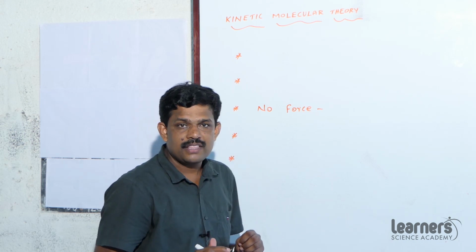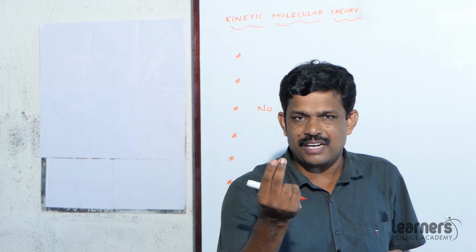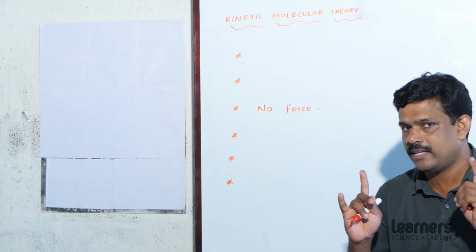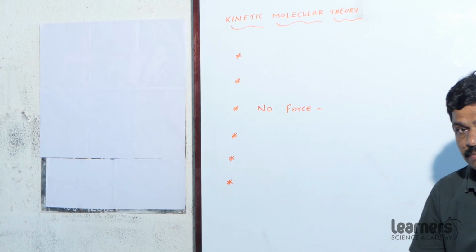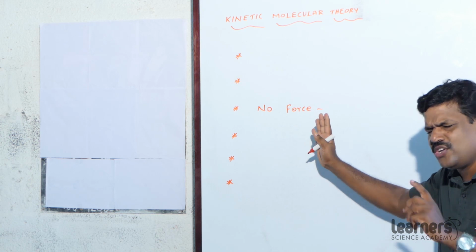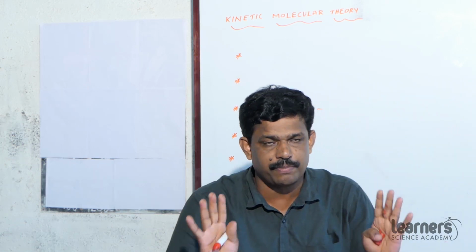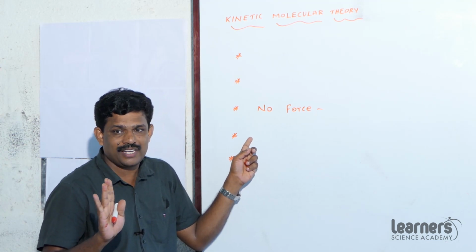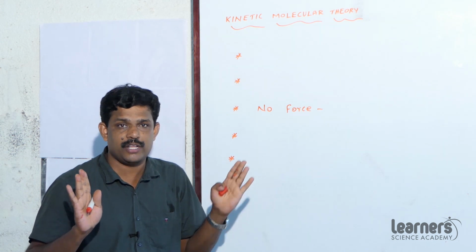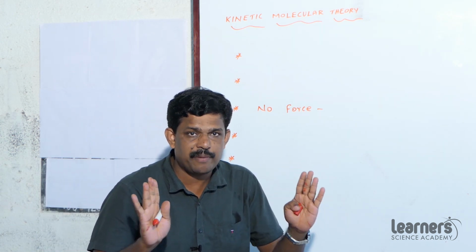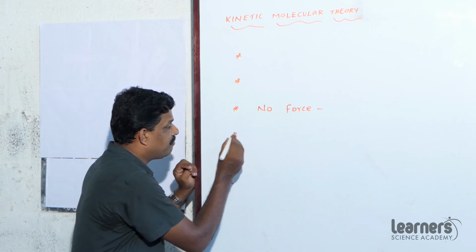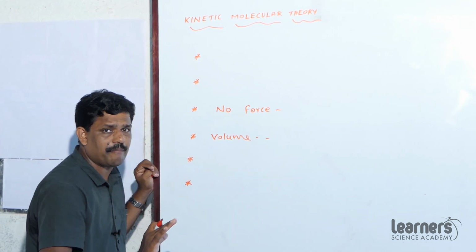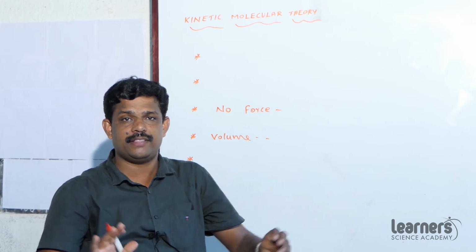Fourth one is the volume of a gas particle is negligible when compared to total volume occupied by the gas. Once again, third and fourth must be remembered. Third one, there is no force of attraction between gas particles. Fourth one, the volume of a gas particle is negligible when compared to total volume occupied by the gas.